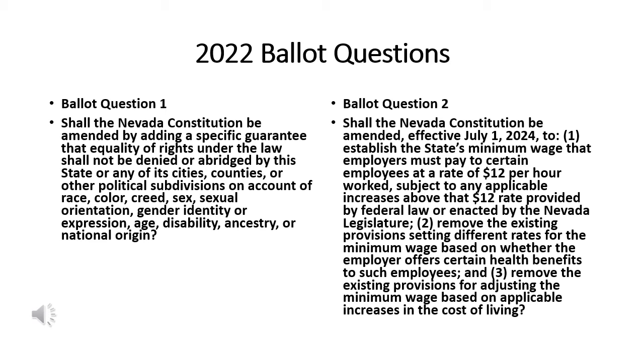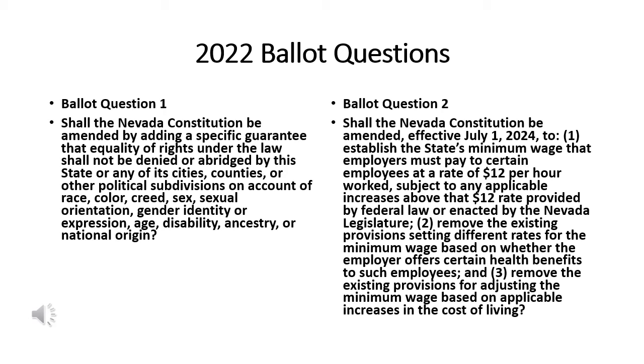So this is what's being added in to the Nevada Constitution that will go into effect July 1st, 2024. It is saying that the minimum wage in Nevada cannot be any lower than $12 per hour. It can go higher if our legislature or Congress decides to add to the minimum wage, but it would never be able to drop lower. And this would go into effect July 1st, 2024.